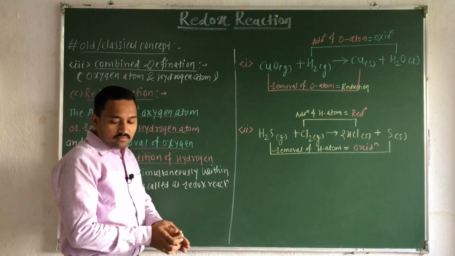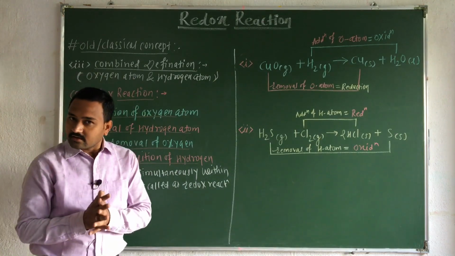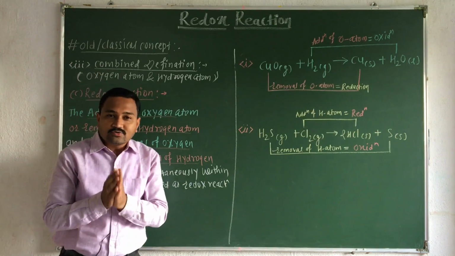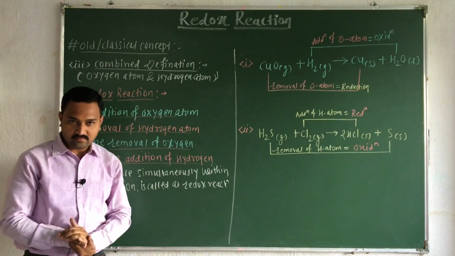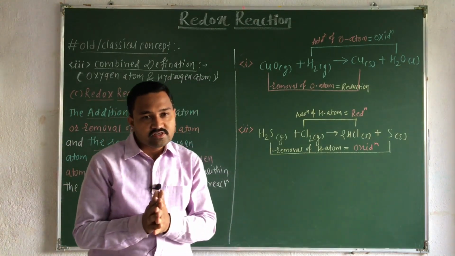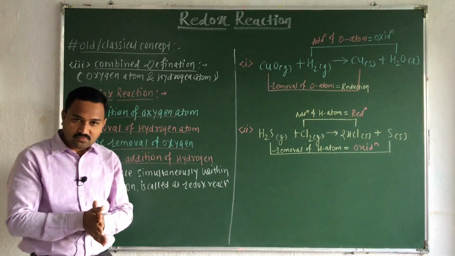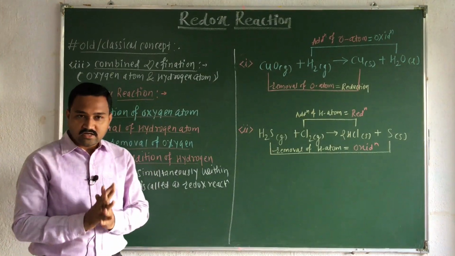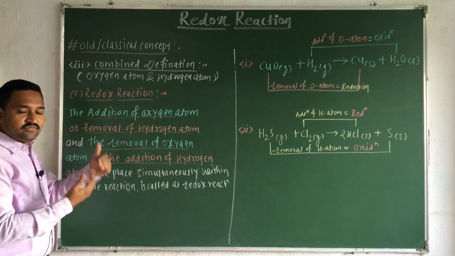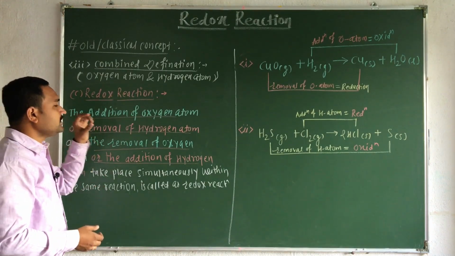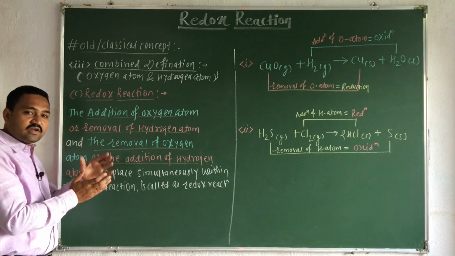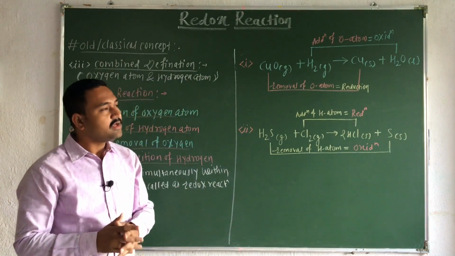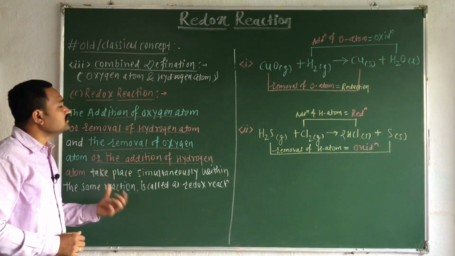Now remember, whenever they ask you a question on the old and classical concept, you have to write down the definition in this combined form. No need to write down the definitions in terms of oxygen atom and in terms of hydrogen atom separately. I have simply divided this definition so that there should not be any confusion. As we know, there are confusing words, addition and removal. So it is better to avoid this; I have first bifurcated this concept into three parts so that you will have the exact idea, and now you can easily remember this definition.